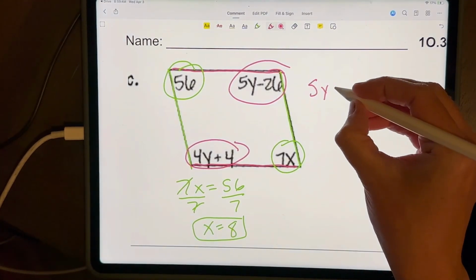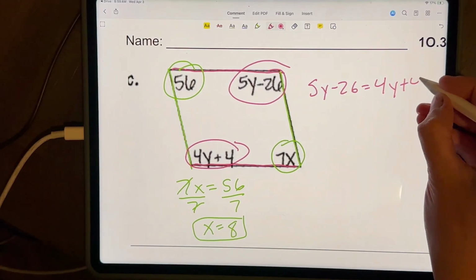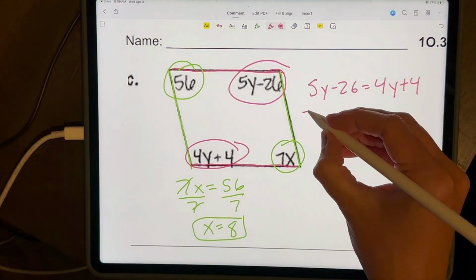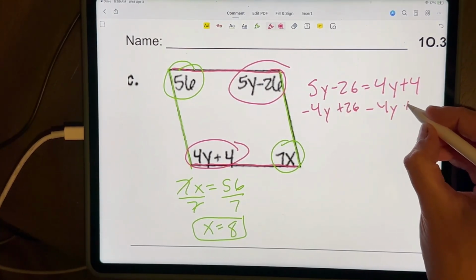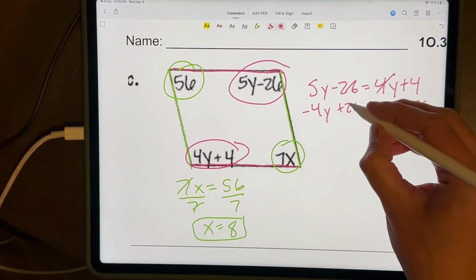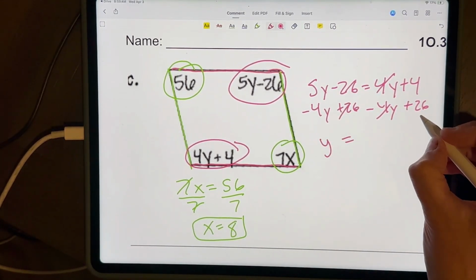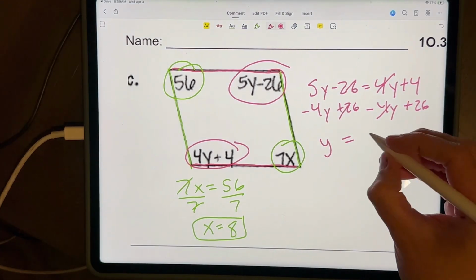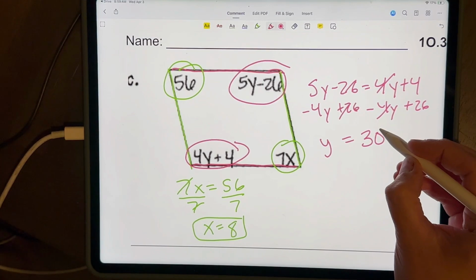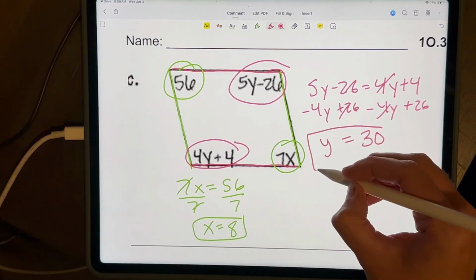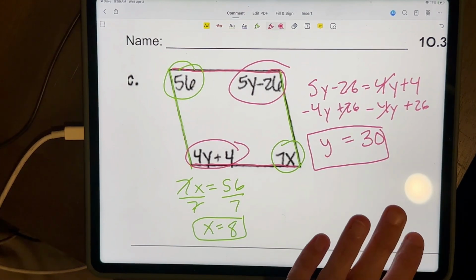So 5y minus 26 equals 4y plus 4. Okay, minus 4y, add 26, add 26. 5 minus 4 is 1y. 4 plus 26 is 30. Okay, so that would be the answer. So x is 8 and y is 30.